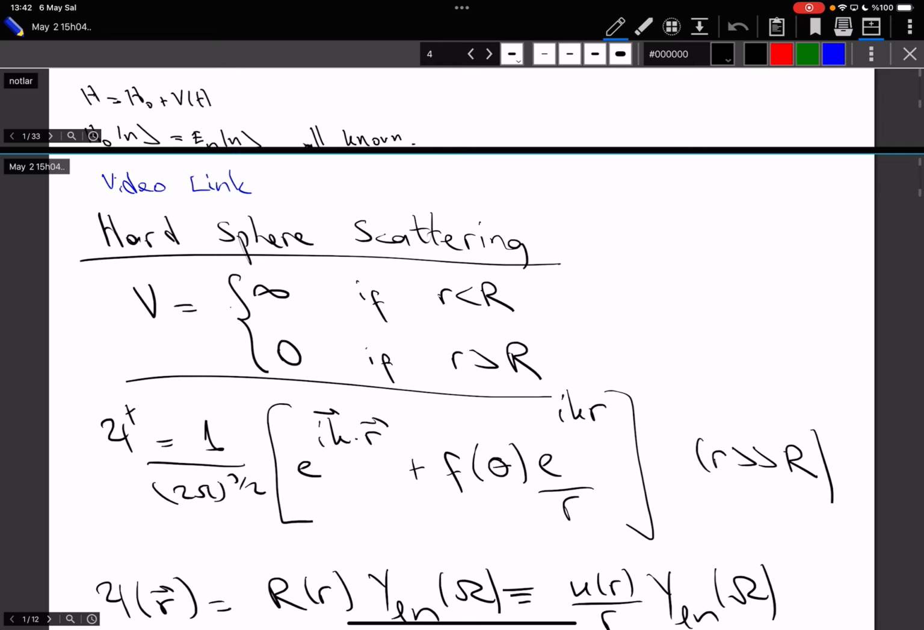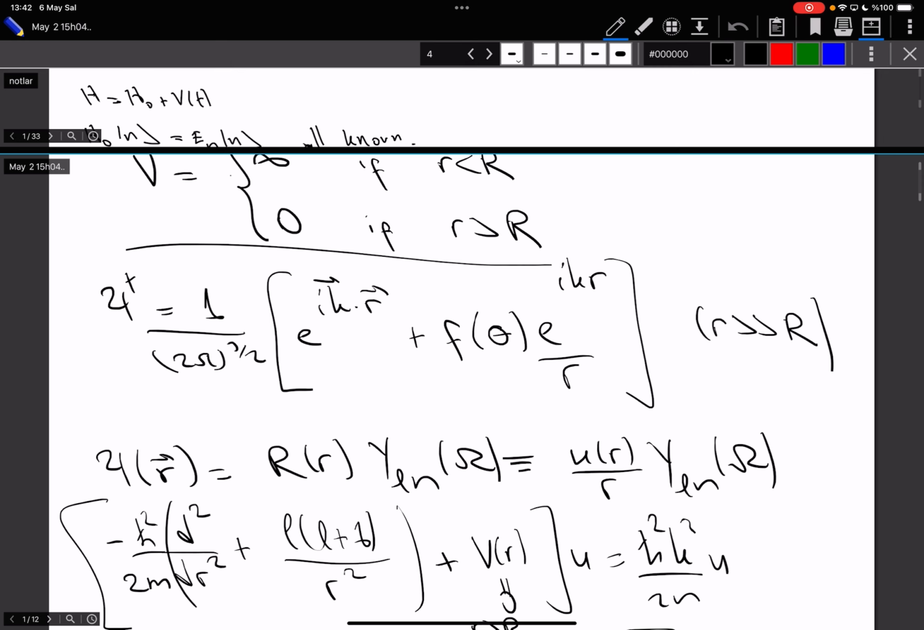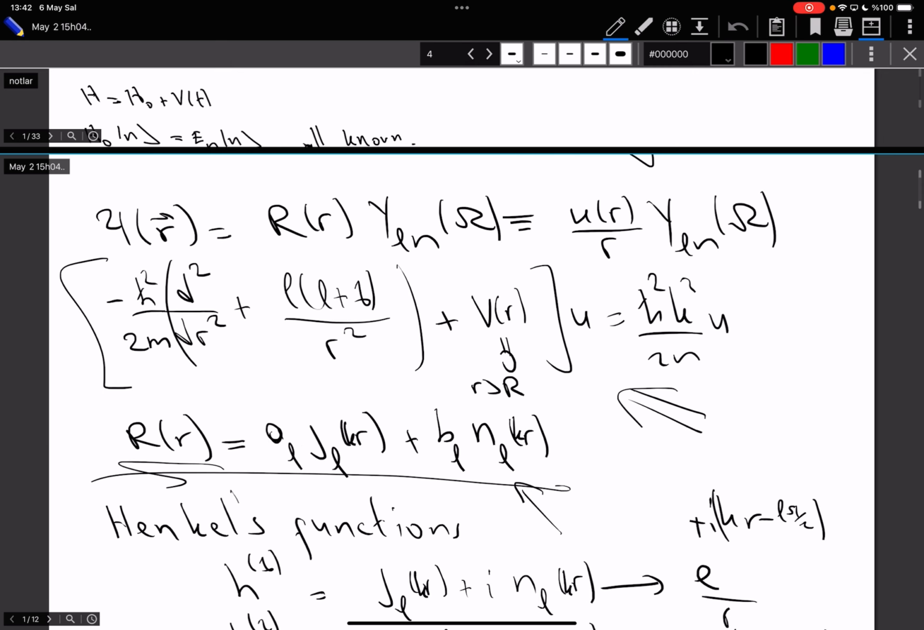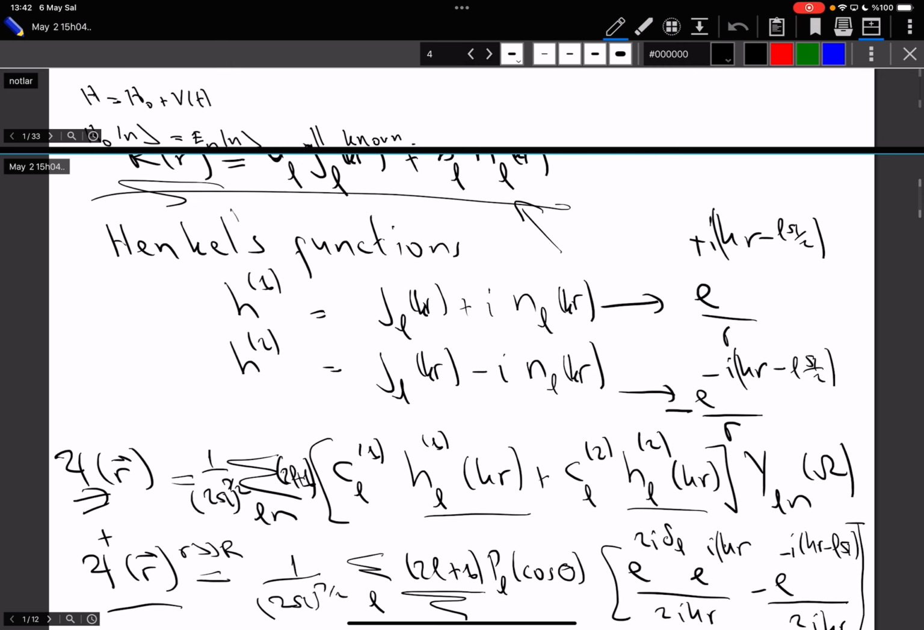We looked at the hard sphere scattering, and the basic idea was to calculate explicitly the phase shifts and to get some kind of an idea of what these phase shifts are.